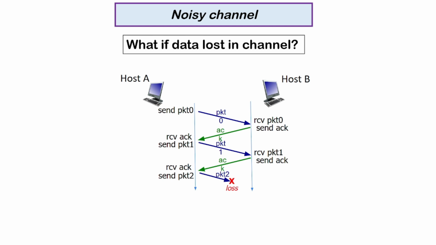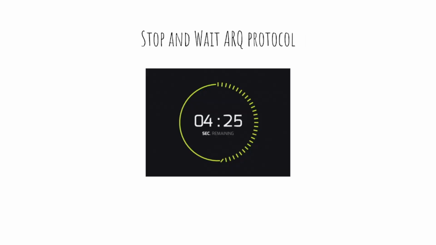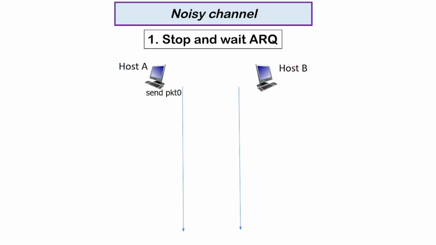The same problem will be there if an acknowledgement gets lost. So to solve this problem, the sender will use the ARQ method or ARQ timer. Let's see the ARQ in stop and wait. ARQ is a fixed timer for which a sender will wait for acknowledgement from the receiver. If ACK is not received in the fixed ARQ time, then the sender will send the packet again.